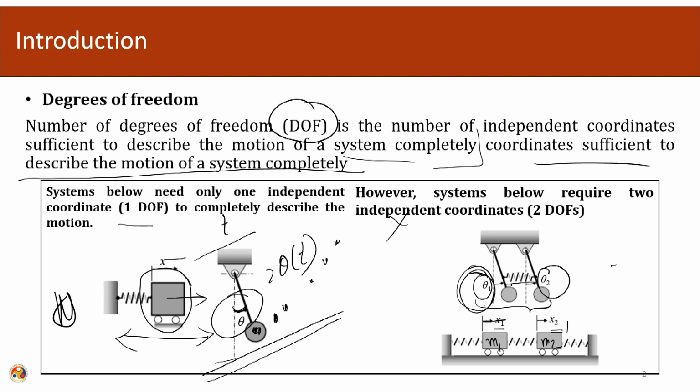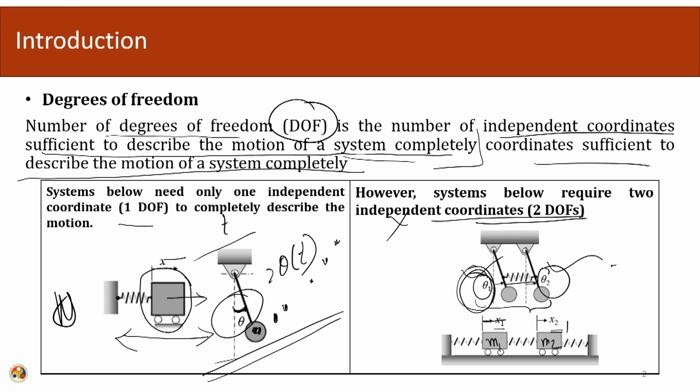And in order to know the entire position of this structure, we should have the information of theta 1 and theta 2 at any given point of time. So, these are called the 2 degrees of freedom system. Degrees of freedom is the number of independent coordinates sufficient to describe the motion of a system completely at any given instant.